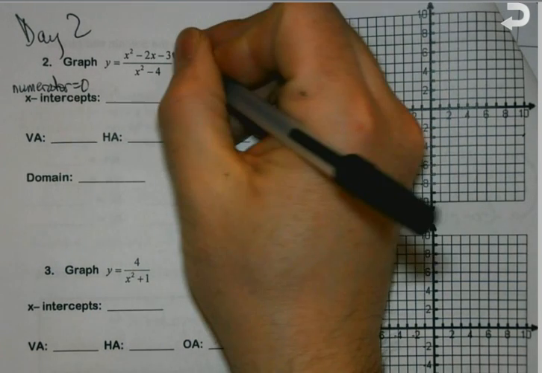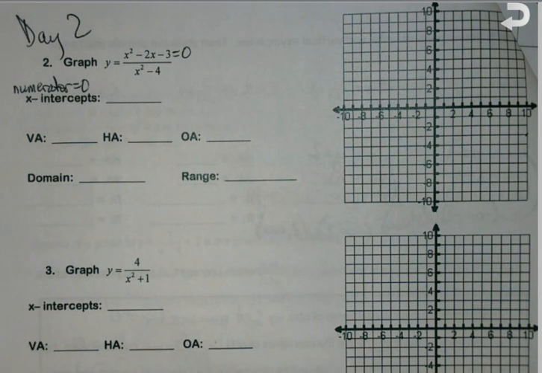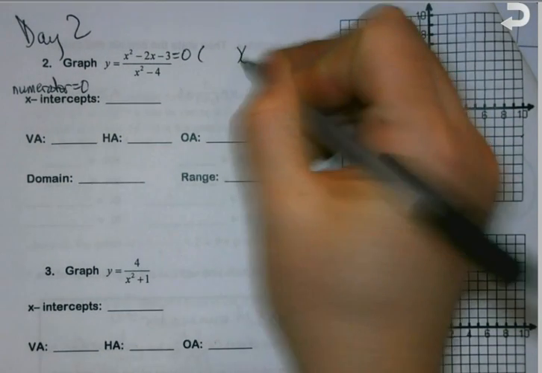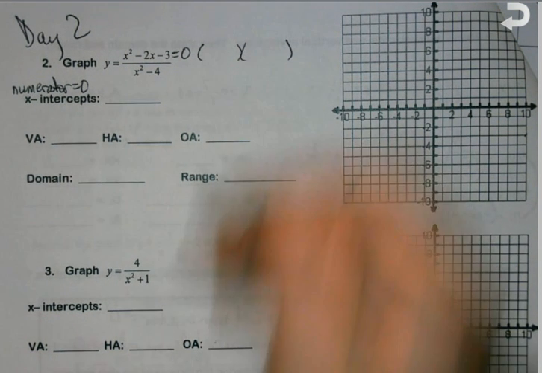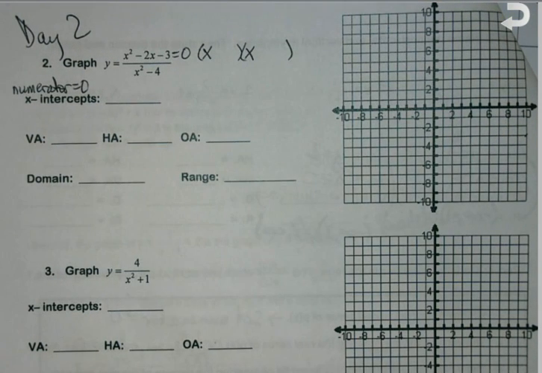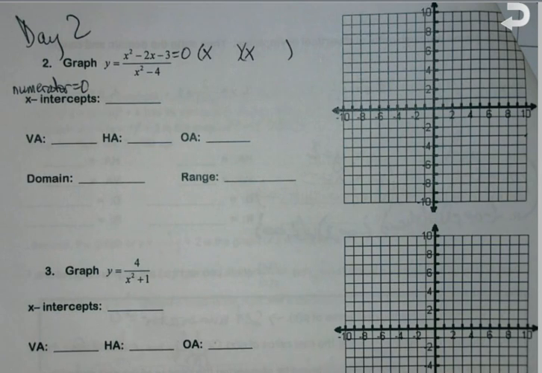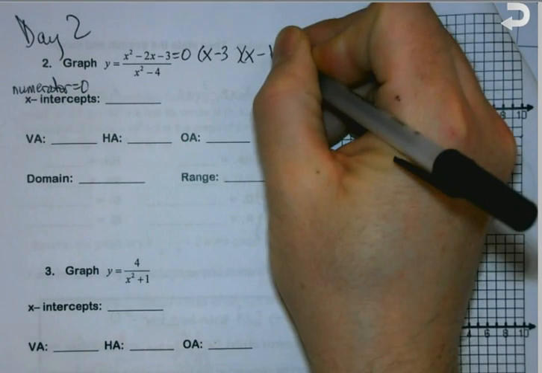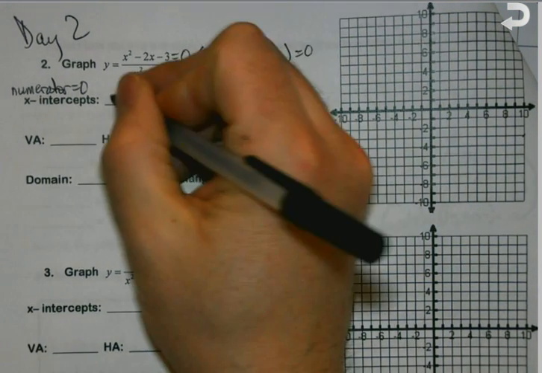So for instance here, if I set the numerator equal to 0, I do have to factor this. But luckily it's just a little bit of mental math, a diamond type of thing: what multiplies to -3 but adds to -2? We're trying to figure out what multiplies to -3 and adds up to -2. -3 and 1. And then we just set those equal to 0 and get our x-intercepts, which would be at -1 and 3.